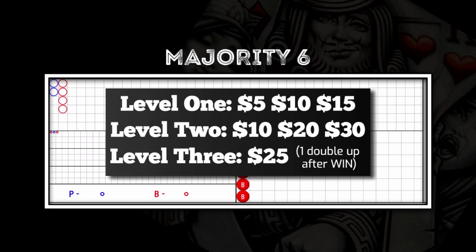Level 3, if we get to it, $25 bets, and we are going to double up once after a win only. Okay, so let's take our bet spreads and our majority 6 with some adjustments. Go online and play a session.